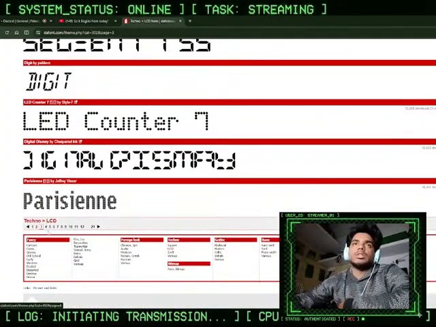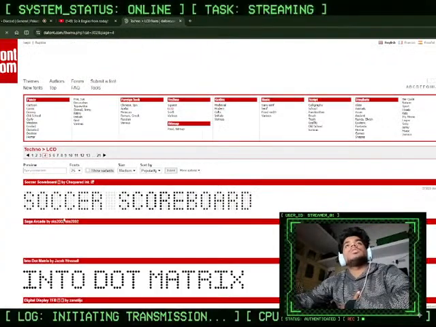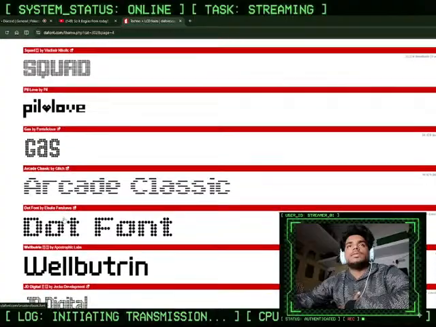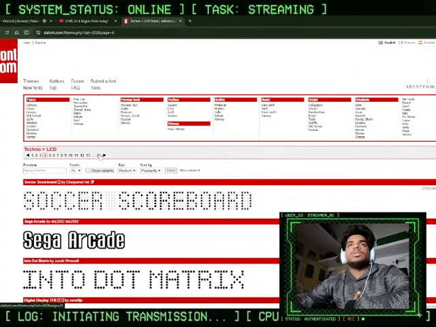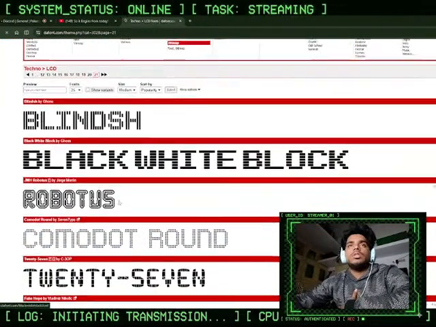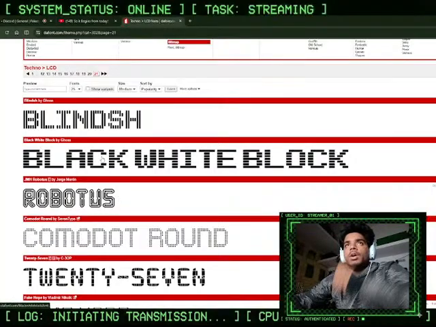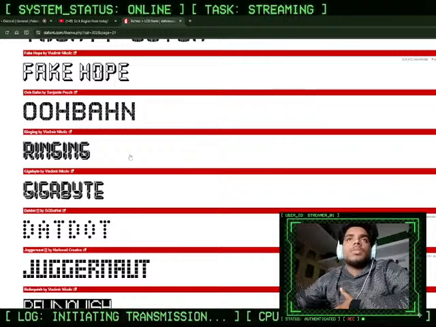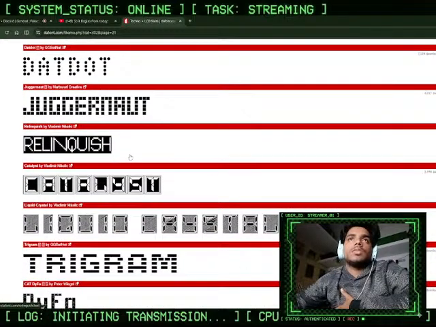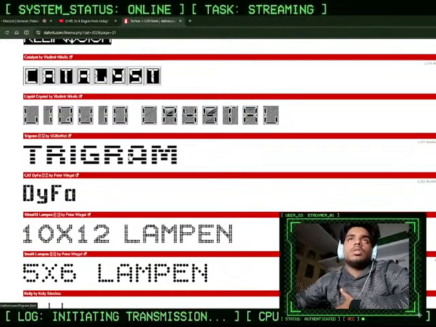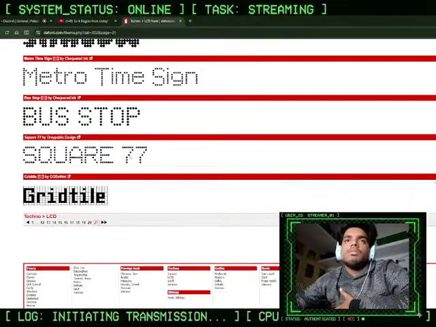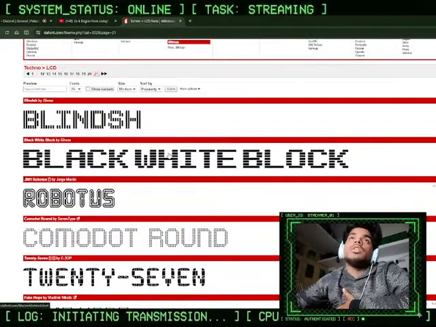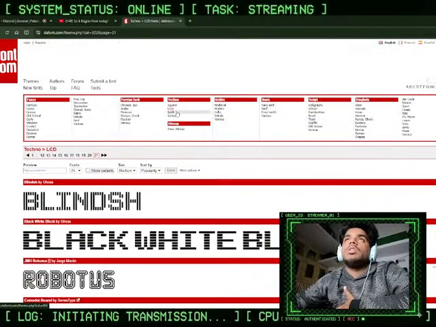I don't think it will last. So let's start. I like this. I like this font. So I think this. If we don't take anything, we will take black and white.